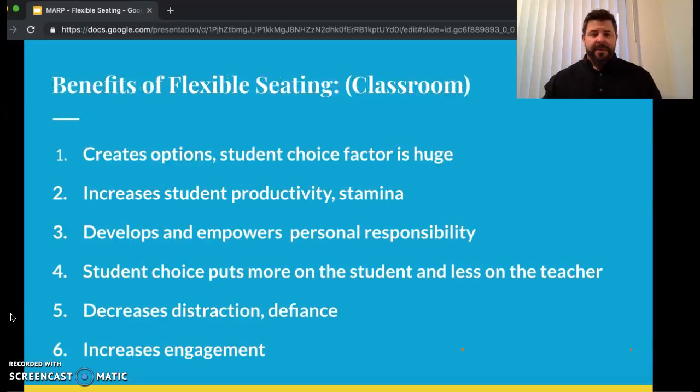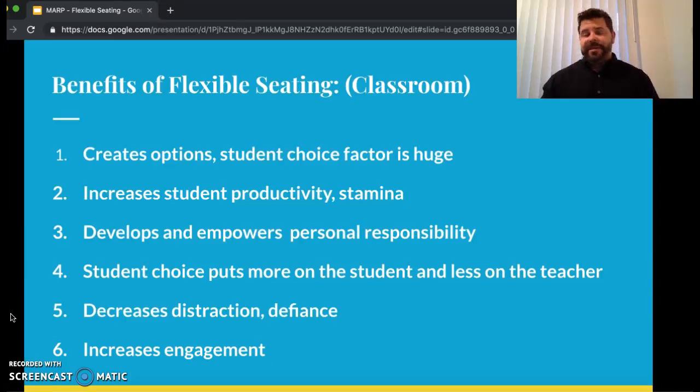So, what are the benefits of flexible seating? Why should you put it in your classroom? First of all, it creates options. The power of student choice is huge, empowering your students to really have personal responsibility over their own learning. I'm giving you the opportunity to make this choice. I hope you make a wise choice. We'll see how it goes.